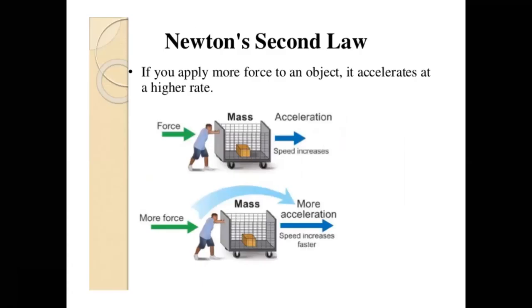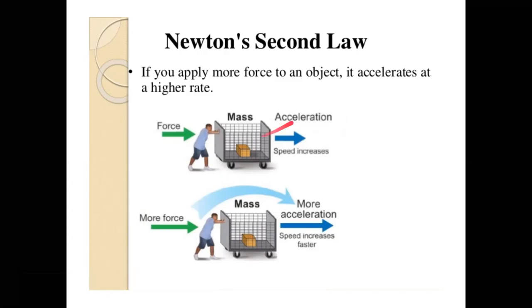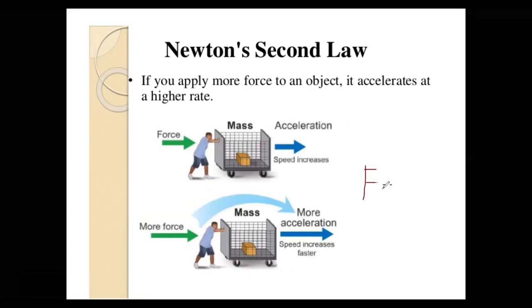So there are a couple basic principles that Newton's second law describes. One of the things that comes out of that equation is if you apply more force to an object, it will accelerate at a higher rate, right? So if the mass is the same, in this case, we've got a guy pushing this cart with a single little box on it. And so our equation, F equals m times a.